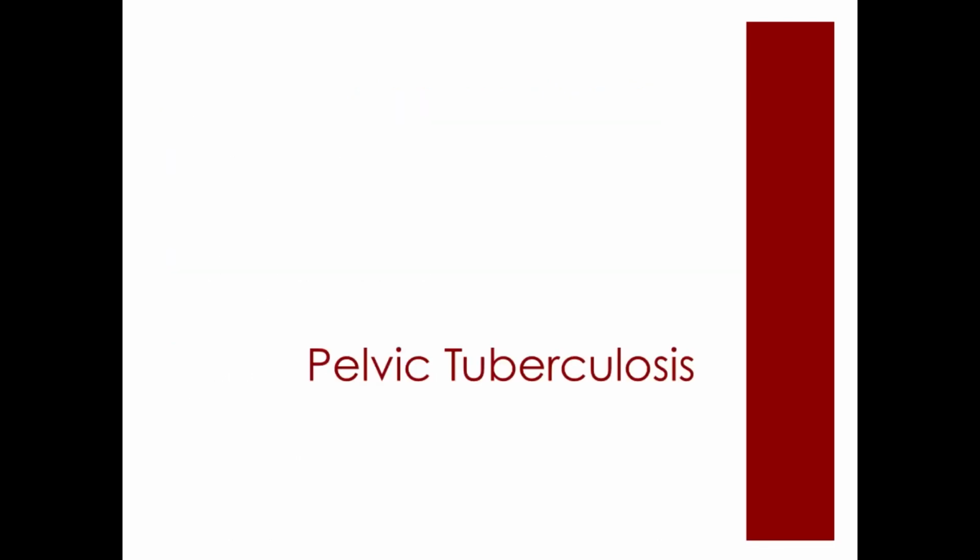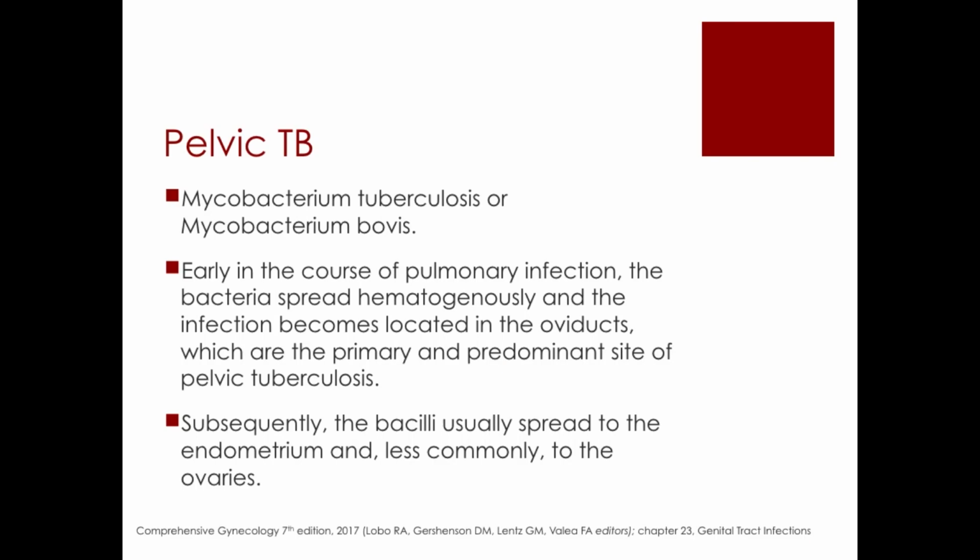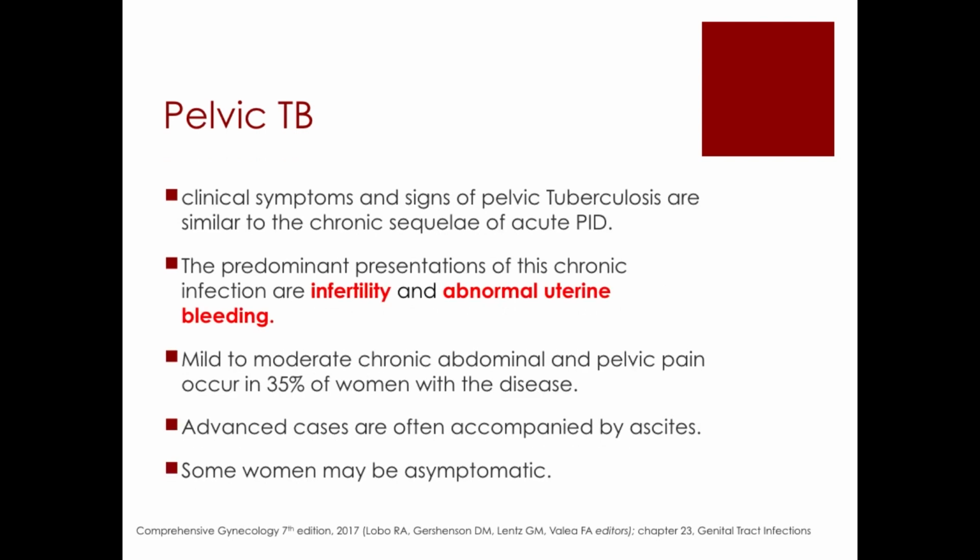So for the second part, we talk about pelvic tuberculosis. Pelvic tuberculosis is secondary to infection with Mycobacterium tuberculosis or Mycobacterium bovis. Early in the course of pulmonary infection, the bacteria may spread hematogenously and the infection becomes located in the oviducts, which are the primary and predominant site of pelvic tuberculosis, much like PID. Subsequently, the bacilli usually spread to the endometrium and less commonly to the ovaries.